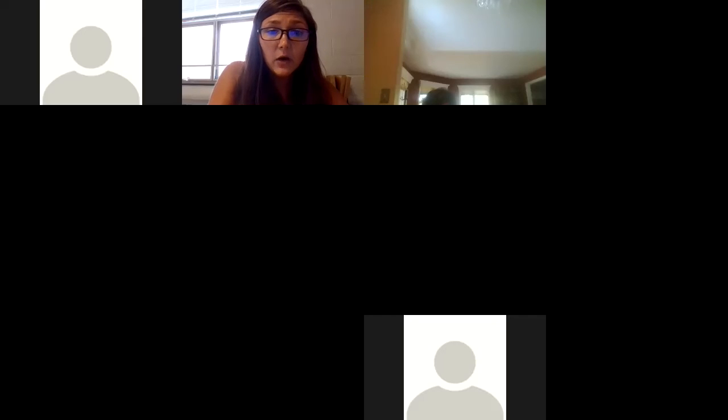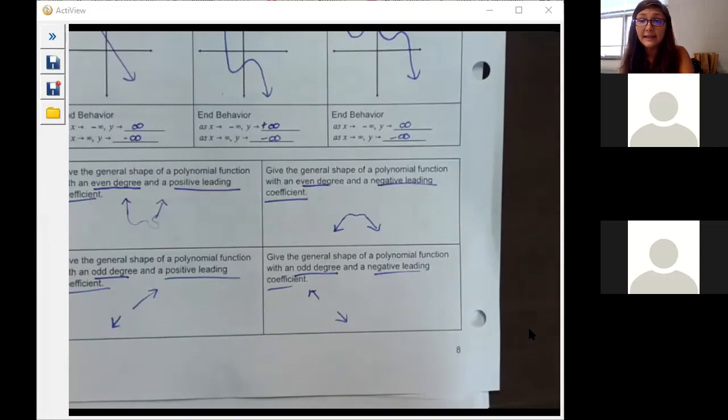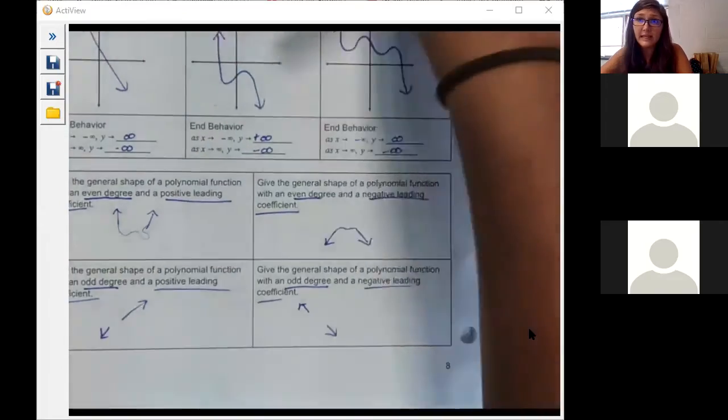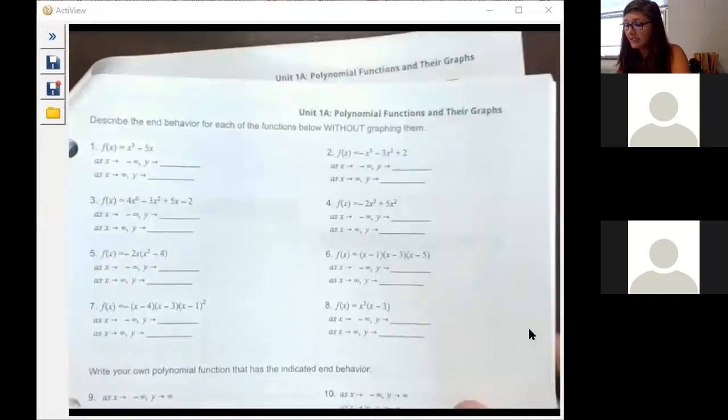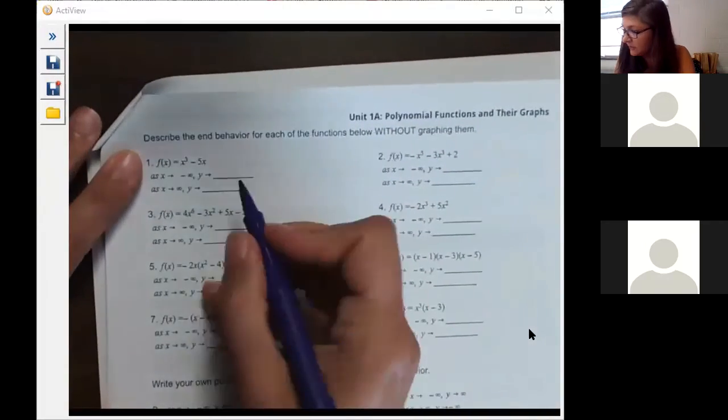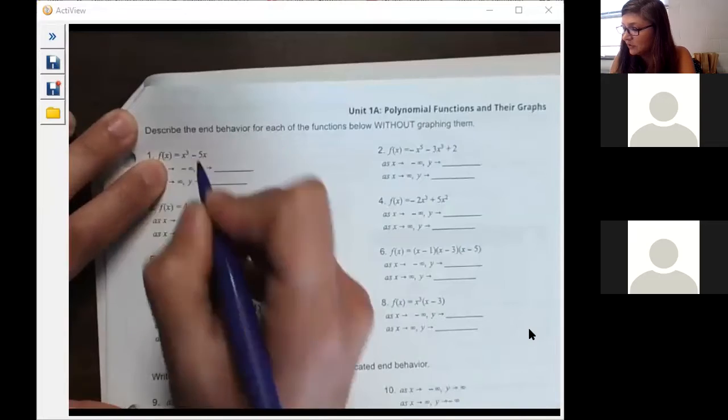So if I know the degree and the leading coefficient, I don't actually have to graph the thing to know what the end behavior is going to look like. So if we turn to the next page, this first function has an odd degree.